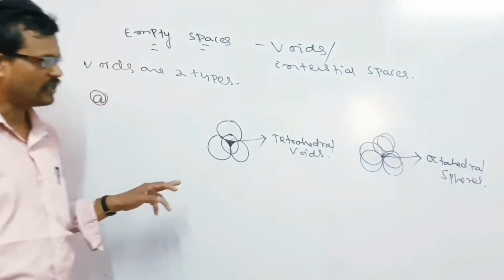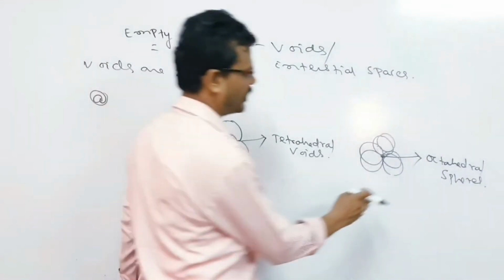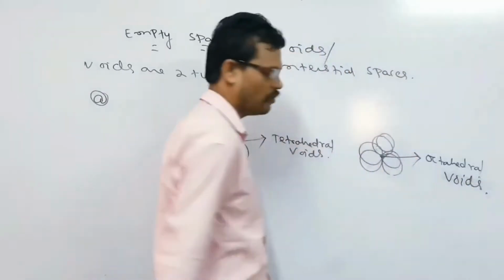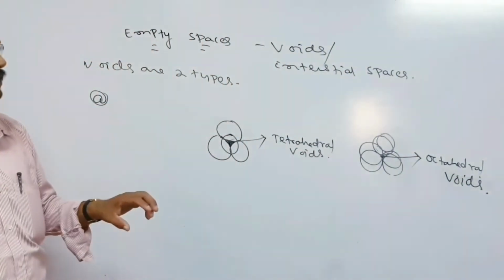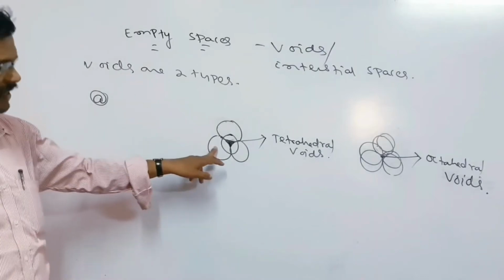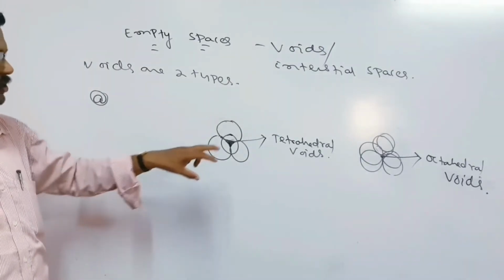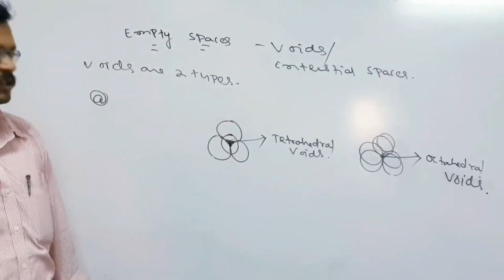And tetrahedral voids, it is octahedral voids, not spheres. Octahedral voids are formed when three spheres overlap with another three spheres, and tetrahedral voids are formed when the upper sphere is surrounded by three lower spheres.